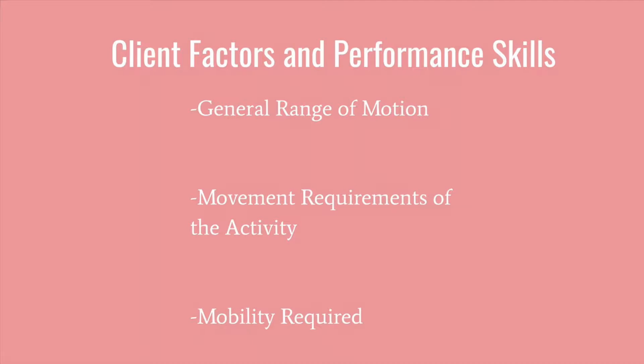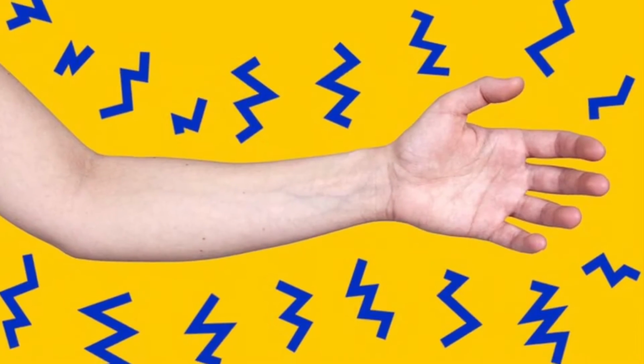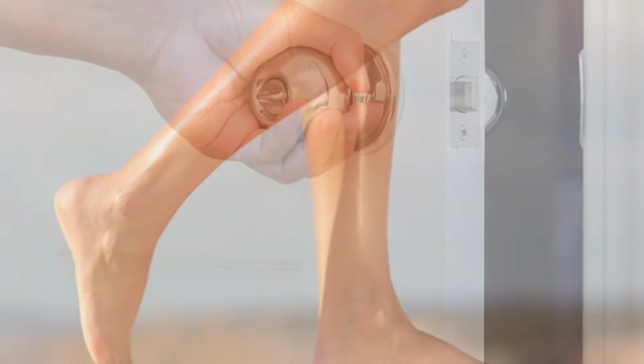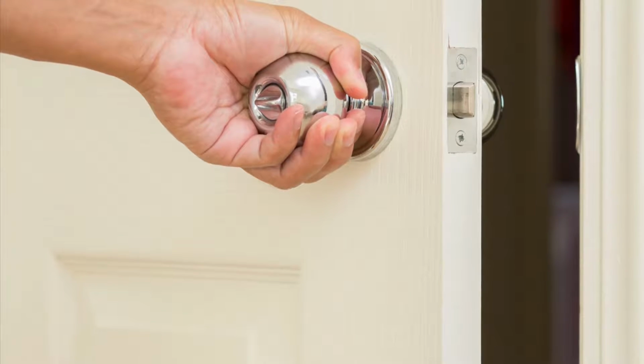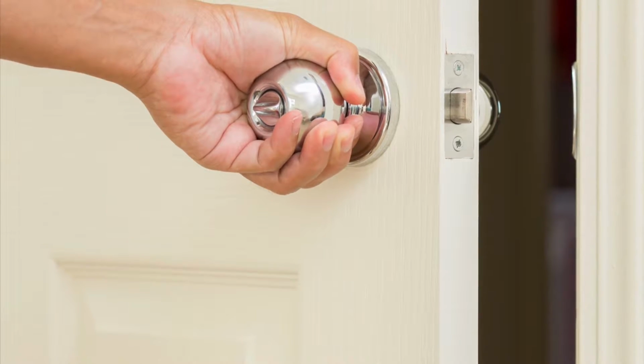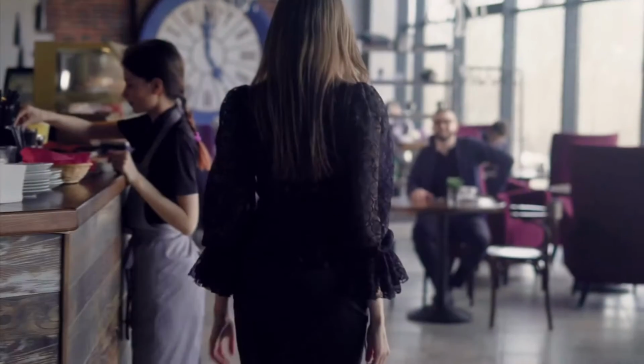Walking into a restaurant and sitting down includes performance skills necessary to complete the task. Range of motion is a necessity that includes the client's hands, arms, trunk, and legs. The client's arm is needed to reach for the door. The hand is responsible for grabbing the door handle. The legs are required for walking into the restaurant, and the trunk is required to sit down in the chair.